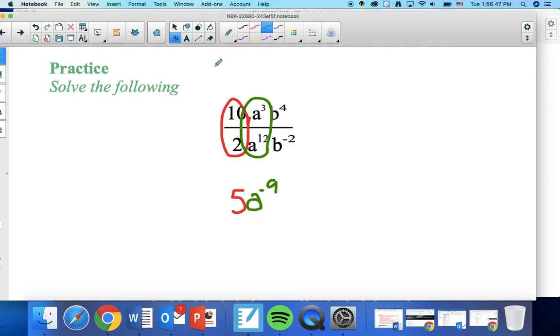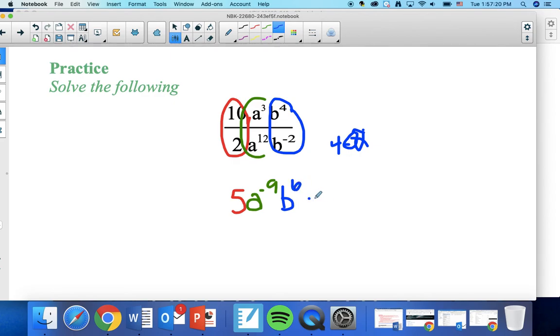Now, if I were to just move this over a little bit, see my b's here. So b to the power of 4 minus negative 2. Again I'm dividing, so I've got to subtract these exponents. So 4 minus a negative 2. My negatives become a positive, so I got to add them, and I get 6.